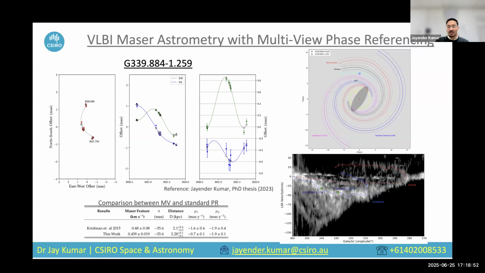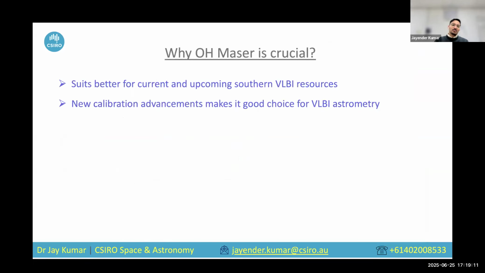I got similar parallax results within the errors, but my accuracy is 20 microarcseconds. So astrometric accuracy got 4 times better using multi-view with respect to the phase referencing technique. So that shows the strength of multi-view. Okay, good. So that's the calibration techniques.